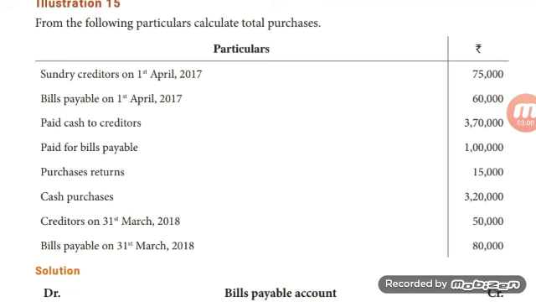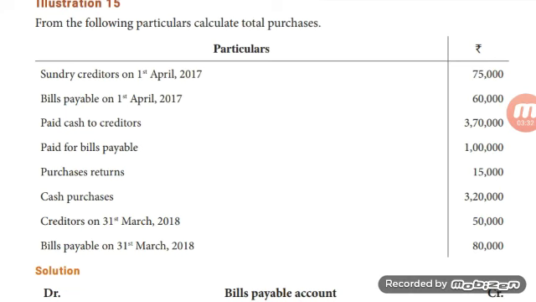I already told you, in order to prepare creditors account, we need the amount of bill accepted during the year. The amount of bill accepted during the year is calculated by preparing bills payable account. That means the balancing figure of bills payable account is necessary for preparing the creditors account. So you should calculate bills payable account first.